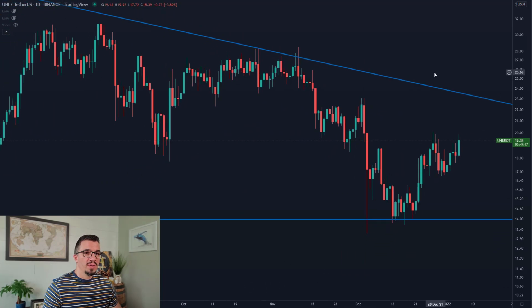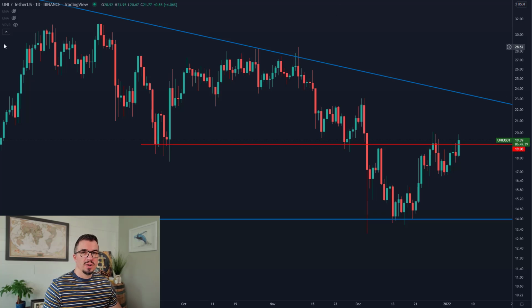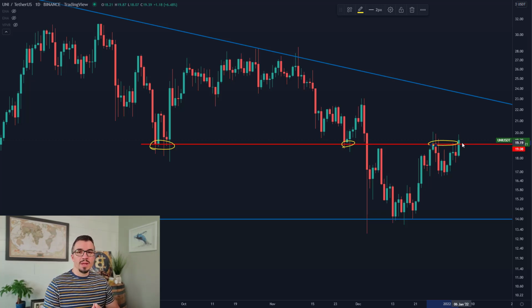So there are a few things I want to point out, and the first is going to be this area right around $19. So this is going to be critical for Uniswap to close above to flip this back to support. So you can see back here it was support, and then over the past few weeks it has been serving as resistance. So we need to see Uniswap close the day above $19 to flip it to support. And that's incredibly important, because just because it's trading above $19 right now doesn't mean it's flipped it back to support. We need to see a daily close above that level to flip it back to support.